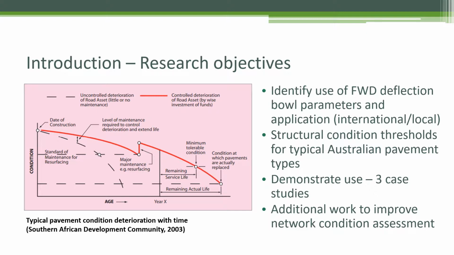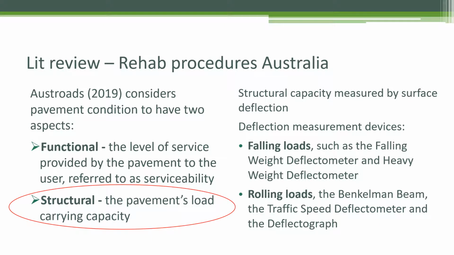The topic literature review first discussed the Australian rehabilitation procedures and then looked into the international approach to pavement condition assessment. The Austroads Guide to Pavement Technology Part 5, Pavement Evaluation and Treatment Design, considers pavement condition to have 2 aspects. It has a functional aspect, the level of service which is provided by the pavement to the user, referred to as serviceability, and this is often measured by roughness, which is the ride quality, and the structural aspect, which is the pavement's load carrying capacity. It is the structural aspect that we are focusing on.